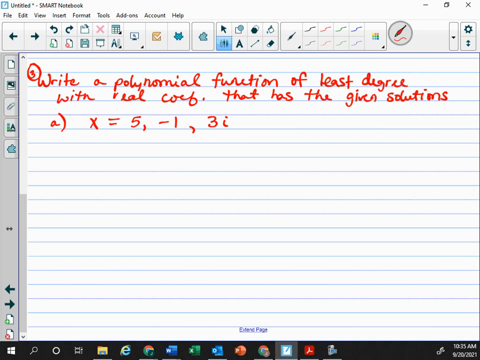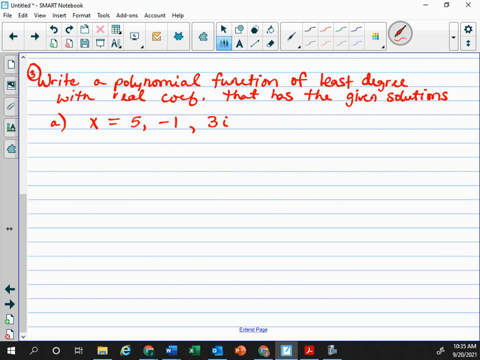Okay, so our directions here, write a polynomial function. That means you should have f of x equals something at the end here. Of least degree, that just means the right degree for the number of solutions you've been given. With real coefficients, that means you cannot have any i's left in your answer. You don't have to multiply this out completely, just far enough that there are no i's in your answer, okay? And you have these given solutions.